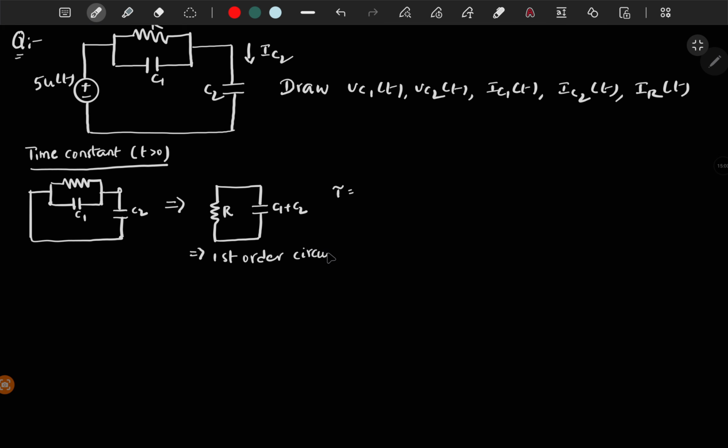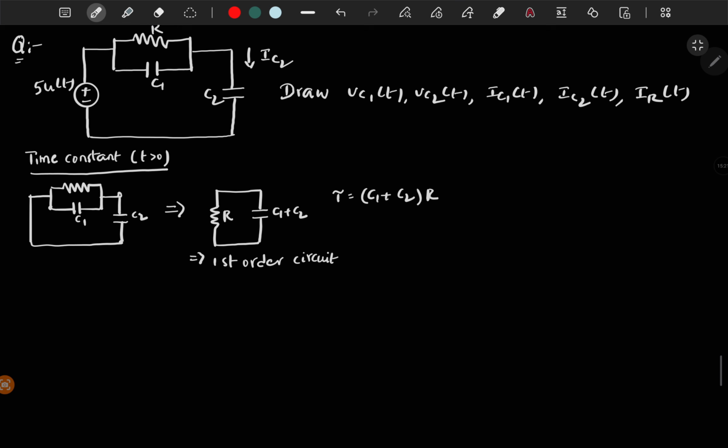So if you find the time constant, then it is C1 plus C2 times R. So we have some time constant. It means the capacitor is taking 5 times the time constant to reach steady state. Let's check that. It should reach steady state exponentially. So let's say the capacitor is at some voltage and steady state is at some other voltage. It will reach the steady state after 5 time constants. Let's check that.